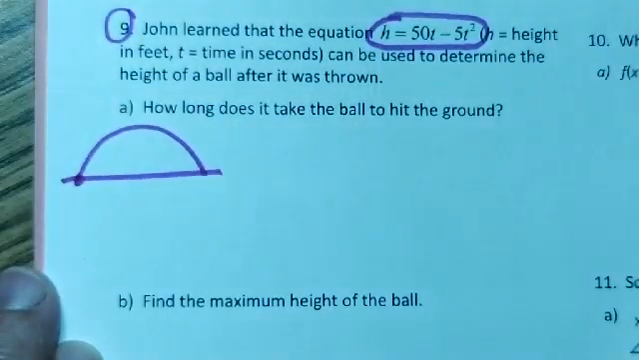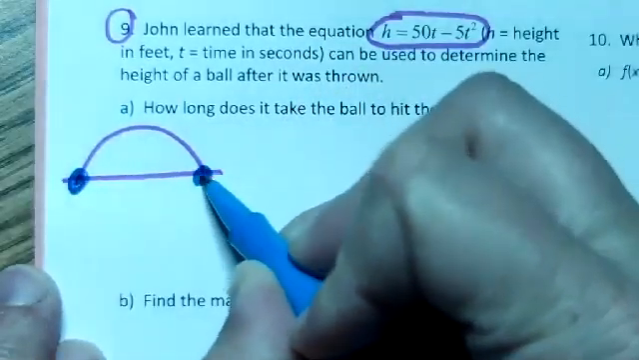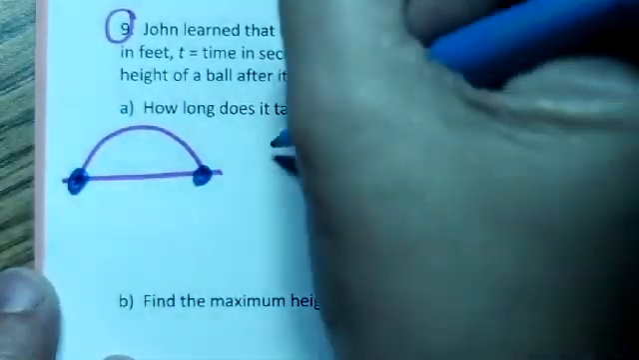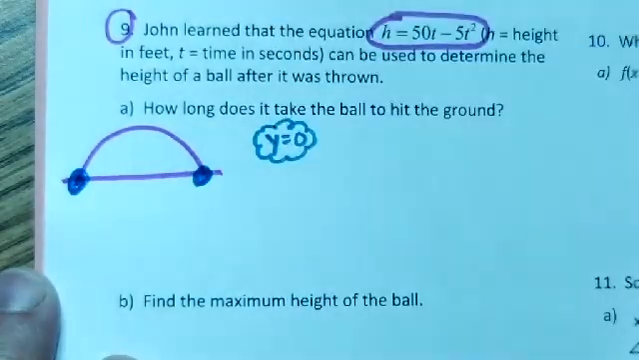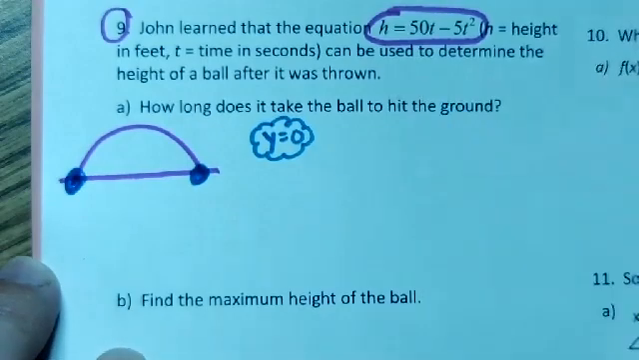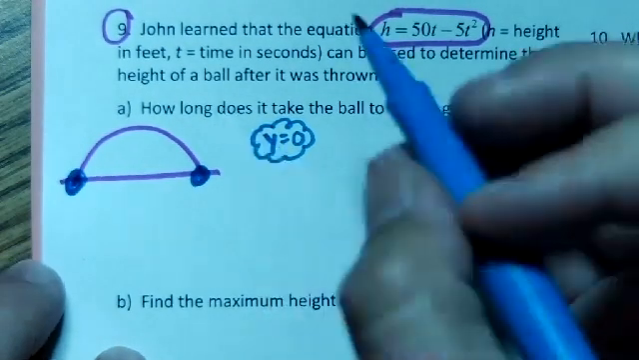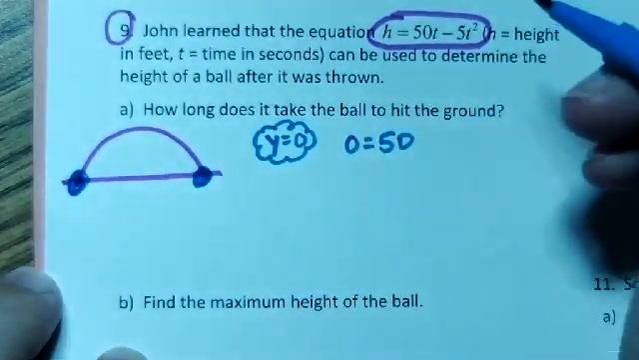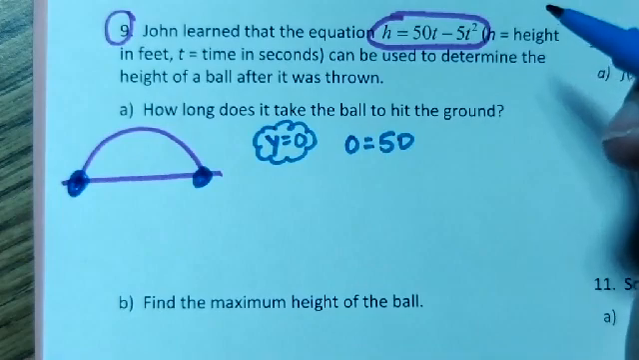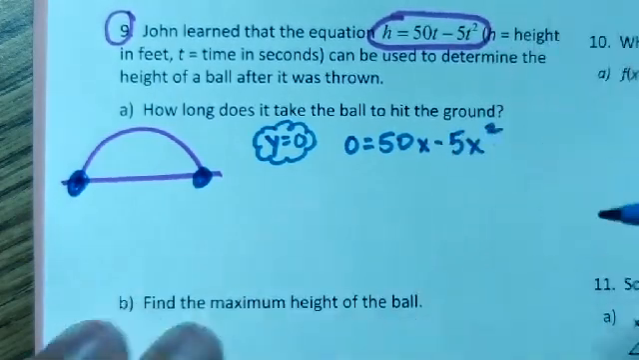How long does it take for the ball to hit the ground? So that means I'm looking for this point and this point. Well, those 2 points are where y equals 0. So I'm going to plug that in. Oh, y is h. You can use that. X is t. It doesn't matter. So it'll be 0 equals 50x minus 5x squared. I'm just going to use x's because t's are more complicated to look at, and it means the same thing.